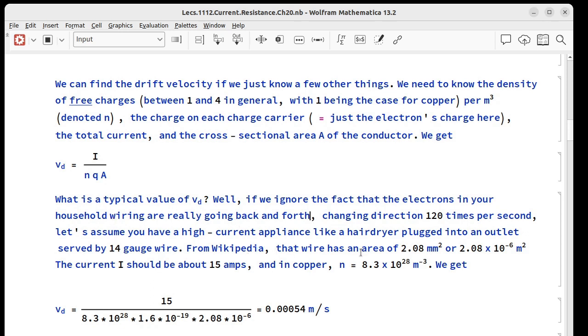We can look in Wikipedia and see that the area of that wire is 2.08 square millimeters. Notice that's 2.08 times 10 to the negative 6 square meters. The current I should be about 15 amps, and our value of n for copper is 8.3 times 10 to the 28 per cubic meter. We put in all the numbers, do the math, and we get 0.00054 meters per second. That's half a millimeter per second.